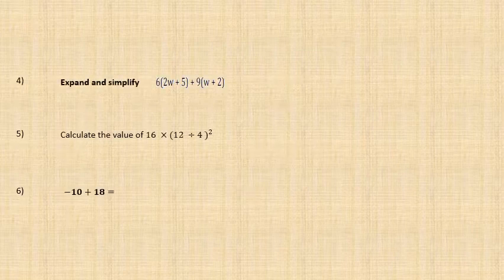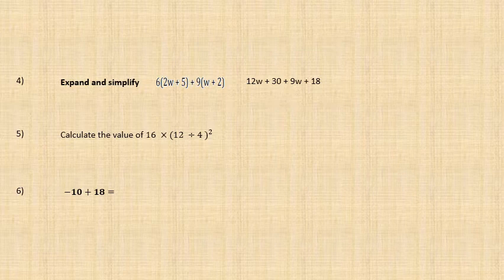So let's go for question 4. He needs me to expand and simplify. Here are these brackets. So first of all, this 6 is outside the bracket, so this 6 will go inside the brackets. So of course it's going to say hi to the 2w and it's going to say hi to the 5. So 6 times 2w equals 12w and 6 times 5 equals 30.